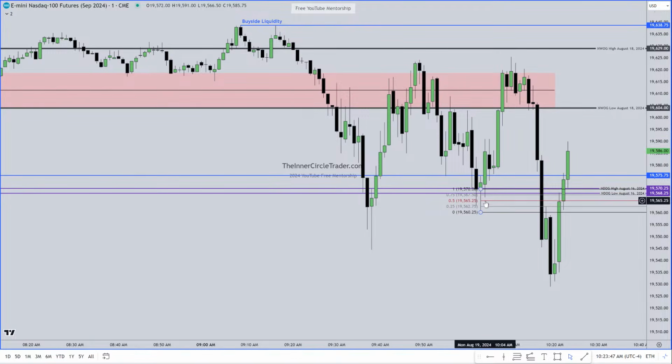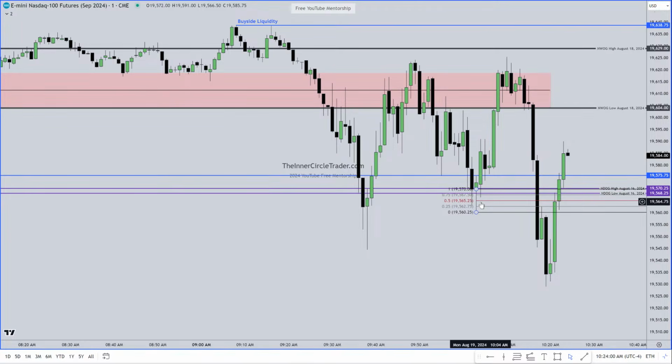So let's use this information. Say you would have taken this as a long. I'm not saying you should have. I'm not saying that Caleb should have. But I would use this level here, and any stop would have to be below that. And it would have to be below this low here.